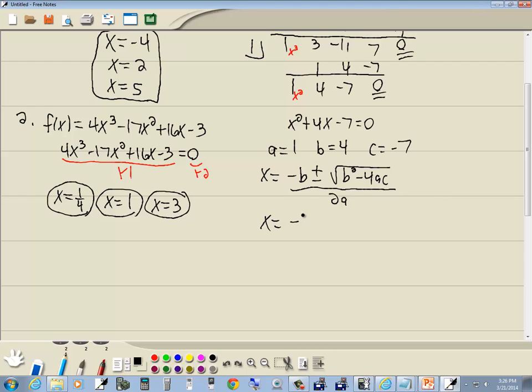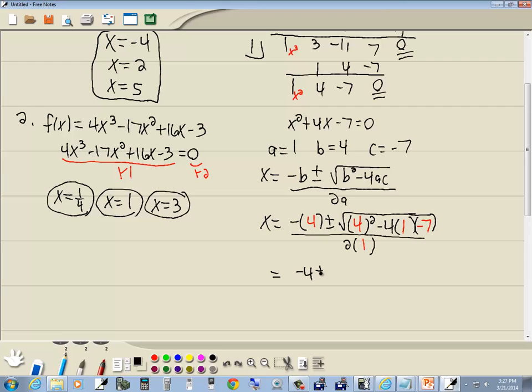If you mess up on signs, it's probably a good idea for you to go through and replace all of your variables with parentheses before you plug in your numbers. Everything else remains exactly the same. I'm just replacing the variables with parentheses. Well, we said b was 4, so everywhere I have a b, I'll put in a 4. We said a was 1, so everywhere I have an a, I'll put in a 1. And we said c was negative 7, so everywhere we have a c, we'll put in a negative 7.